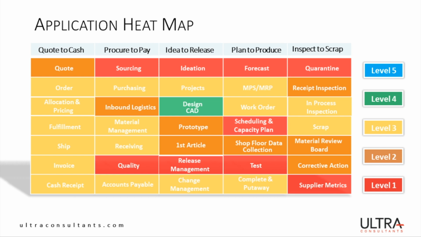In this case, they only have one level 4, which is their design and their CAD system. It was an engineering intensive company, and they spent a lot of money there. But you can see they're not really very well in quote to cash and their customer service. They're not very good in terms of procure to pay, and even bad in quality. So you can really see a lot of things by taking this approach to your particular business processes.